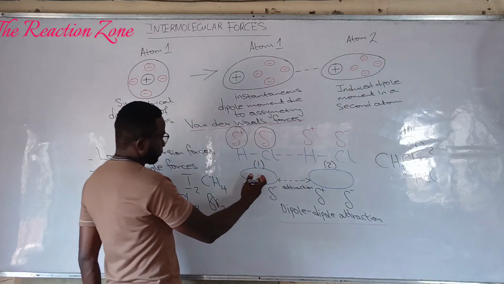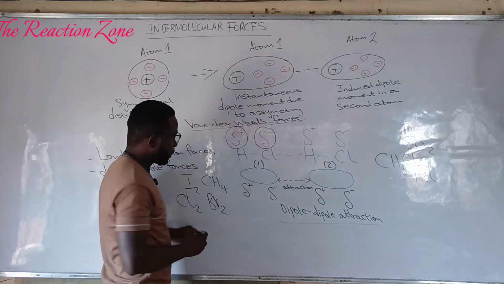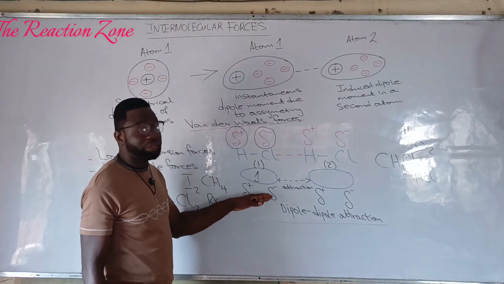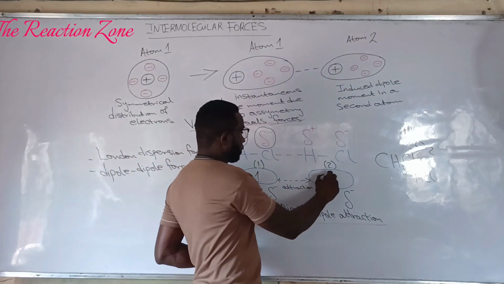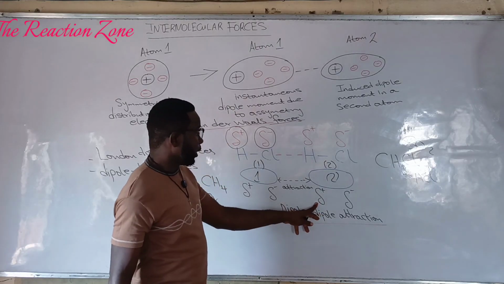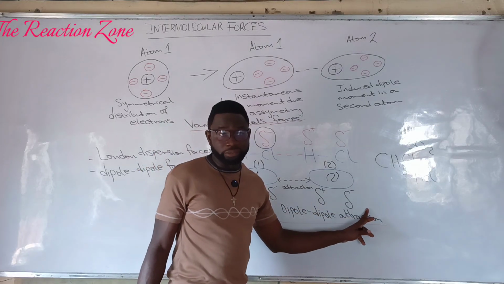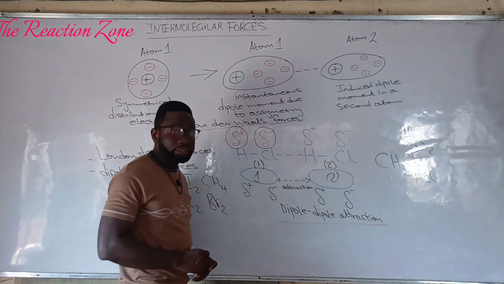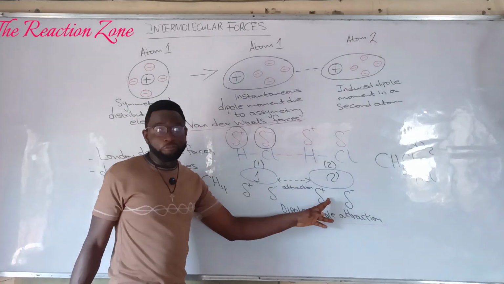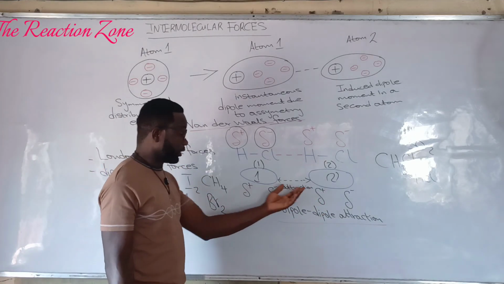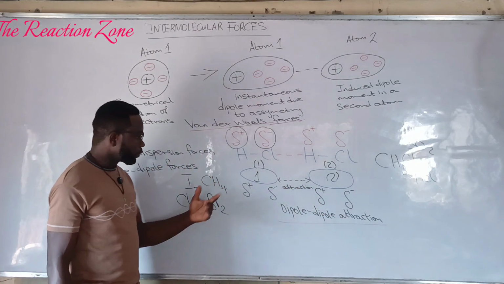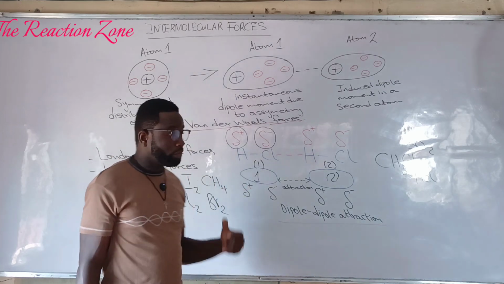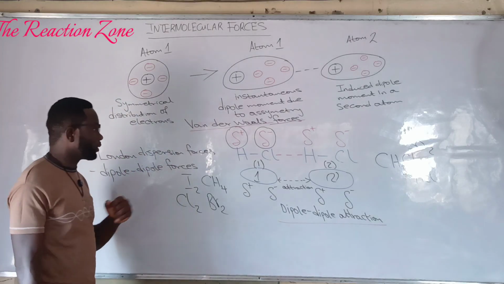Now, this is another illustration of what is here. This is one molecule with a partial positive end as well as a partial negative end, and this is another molecule with a partial positive end and a partial negative end. And you can see that the partial negative end of the first molecule is attracted to the partial positive end of the second molecule, resulting in attractions between them. Dipole-dipole attractions are actually stronger than London dispersion forces.